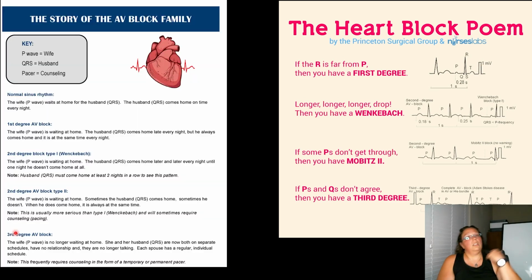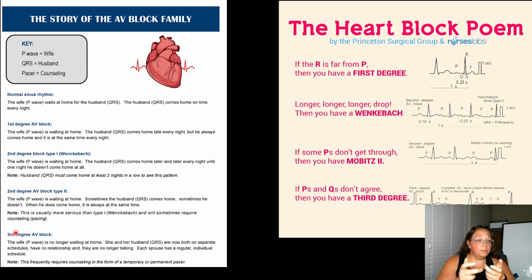Now the other way we can talk about it is we can look at it like the P's and the QRS's are married. Okay? So normal sinus rhythm, the wife, which is the P wave, and the husband, the QRS, are married. And it could be whatever couple. The couple is married, and your QRS comes home every day, comes home at night, comes home on time, they have dinner, they can't be apart from each other, they love each other so much, they are always together. So every P wave has a QRS. We're in normal sinus rhythm.